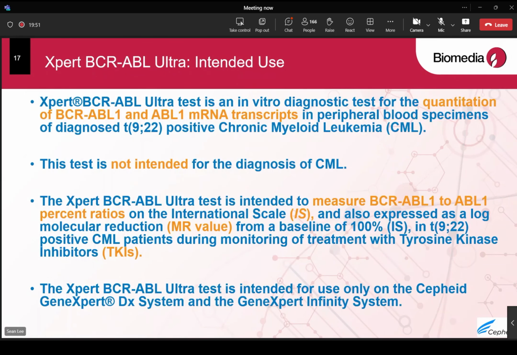Okay, so when you do a PCR test, you have to know the intended use. This test is an in vitro diagnostic test for the quantitation of BCR-ABL1 and ABL1 mRNA transcripts in peripheral blood specimens of diagnosed translocation of chromosome 9 and 22 positive chronic myeloid leukemia, CML. So this is the intended use.